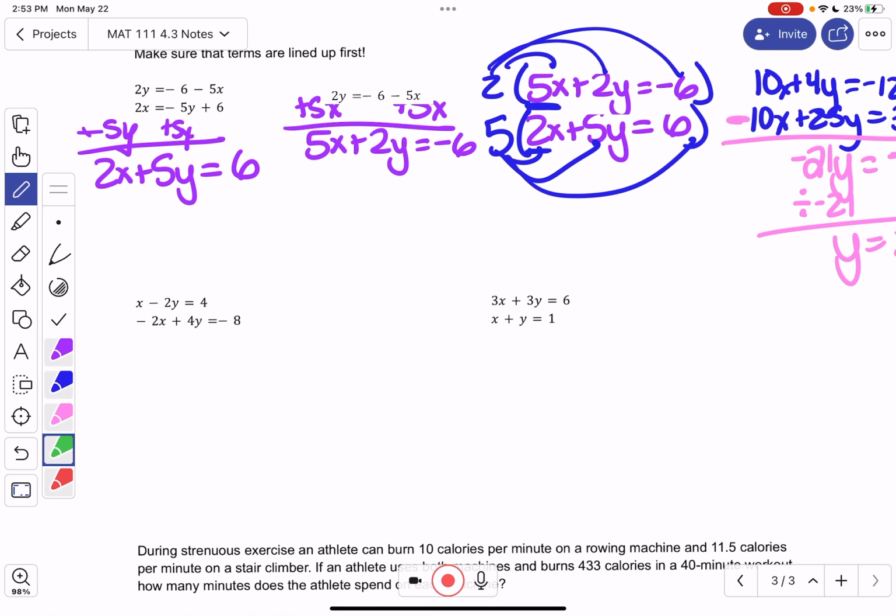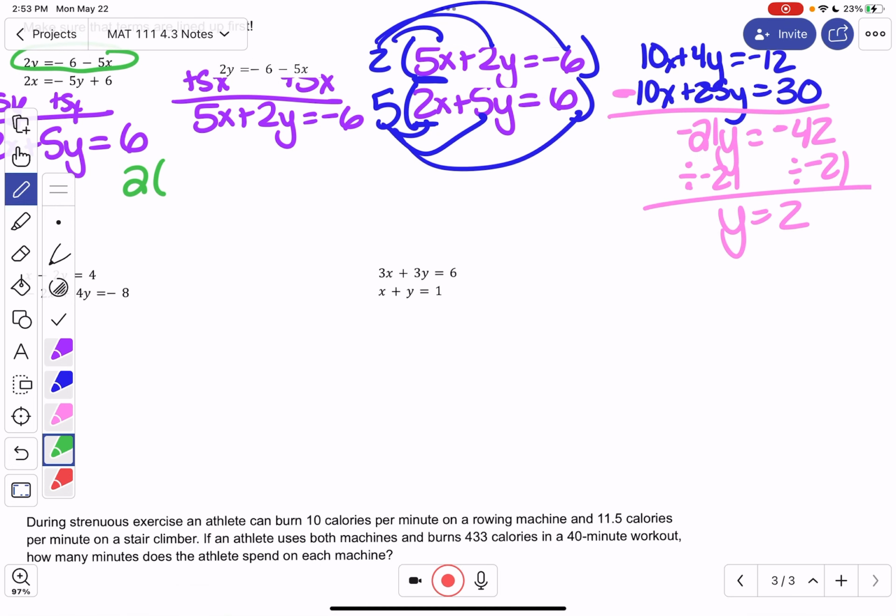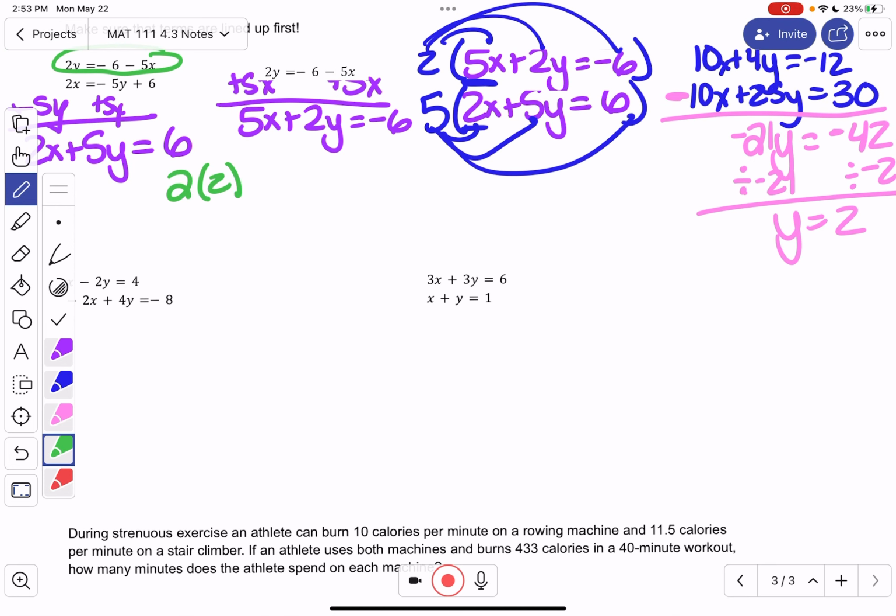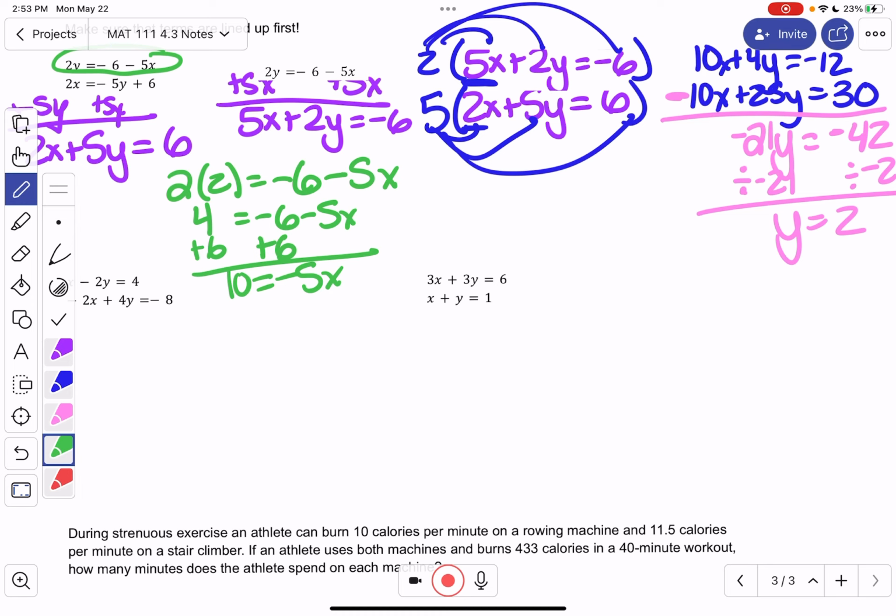Now we go back to our original equation. 2 times y, which we just said was 2, equals negative 6 minus 5x. 2 times 2 is 4. I'm going to add 6 on both sides to cancel that out. And I get 10 equals negative 5x. Divide both sides by negative 5. And I get negative 2 equals x.